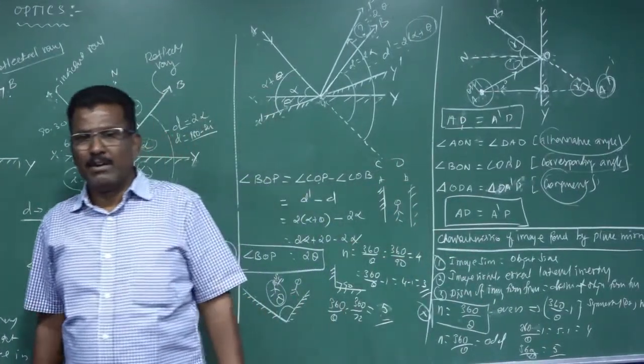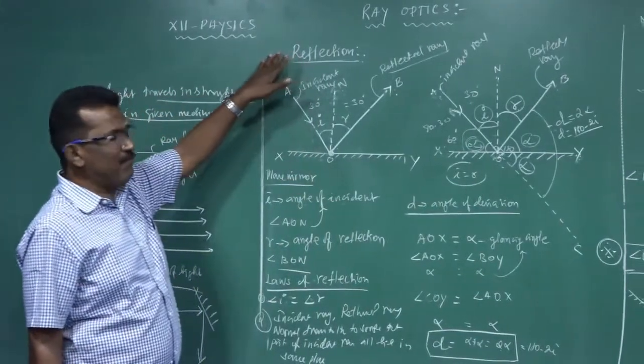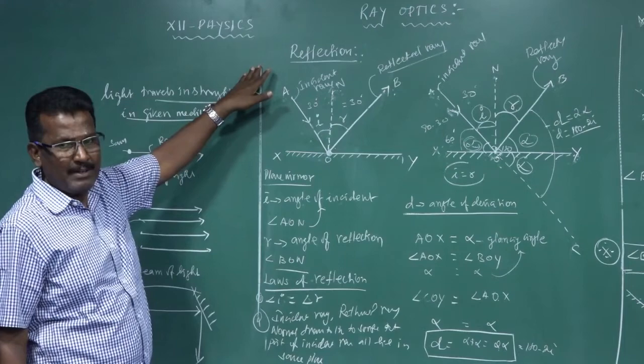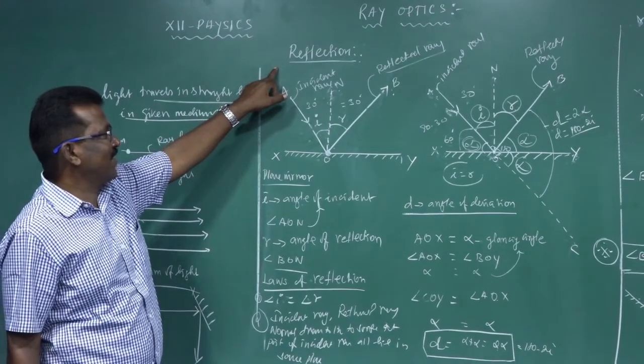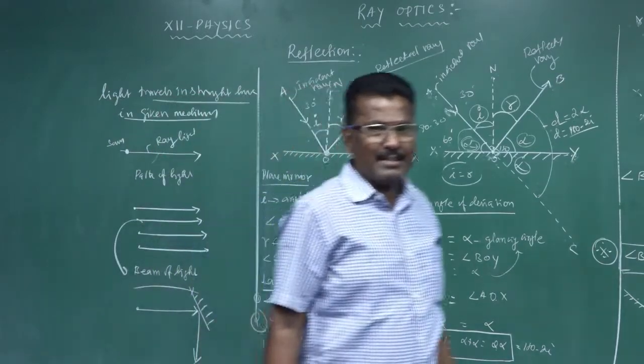So far, we have seen some characteristics of a ray of light when incident on the plane mirror. One of the characteristics is the reflection we have seen today. In the next class we will see the next part.